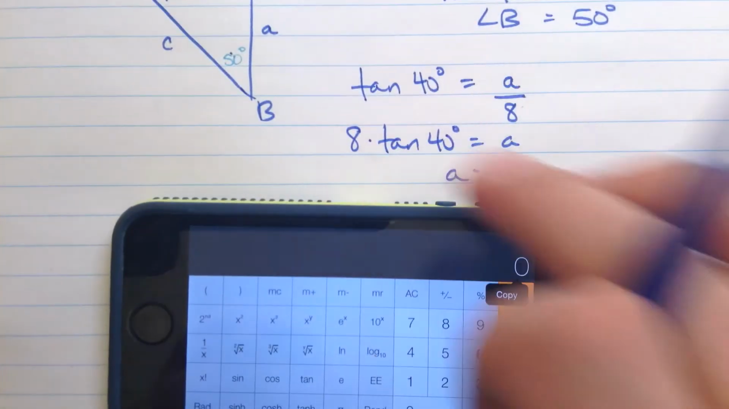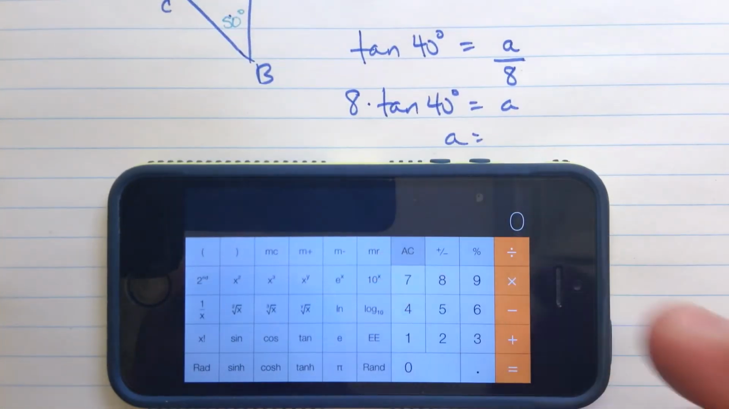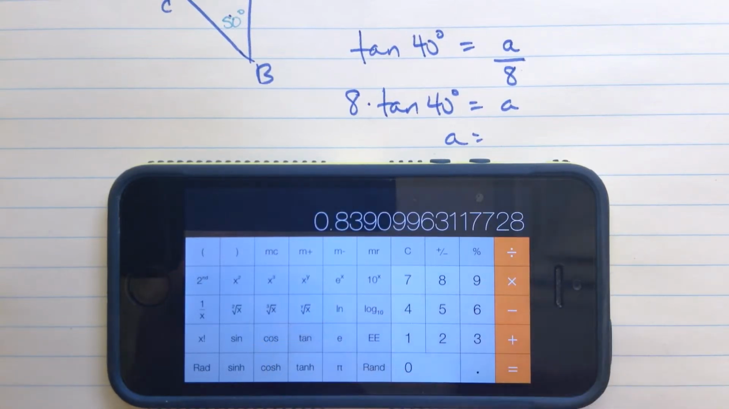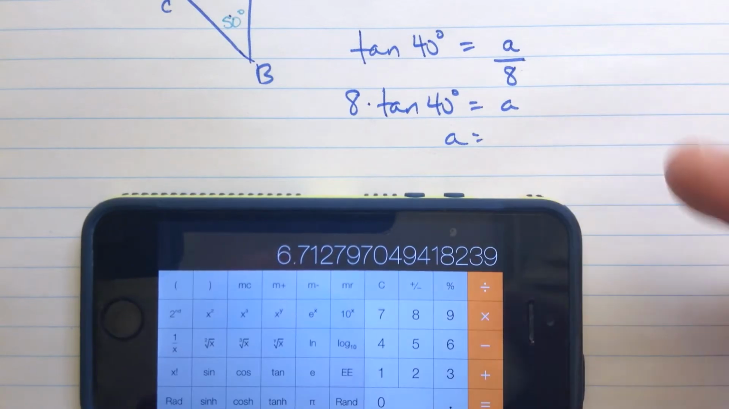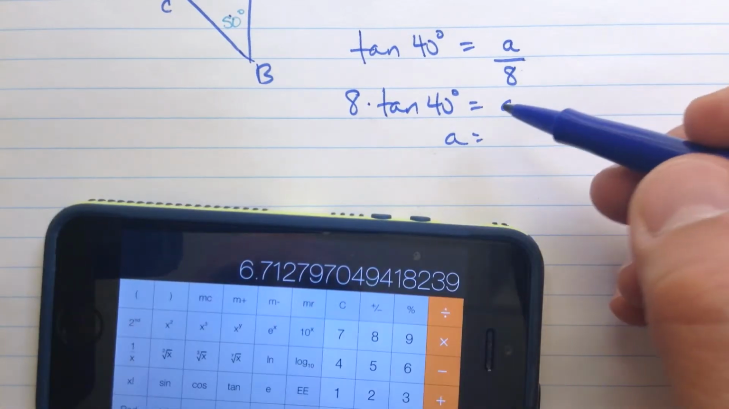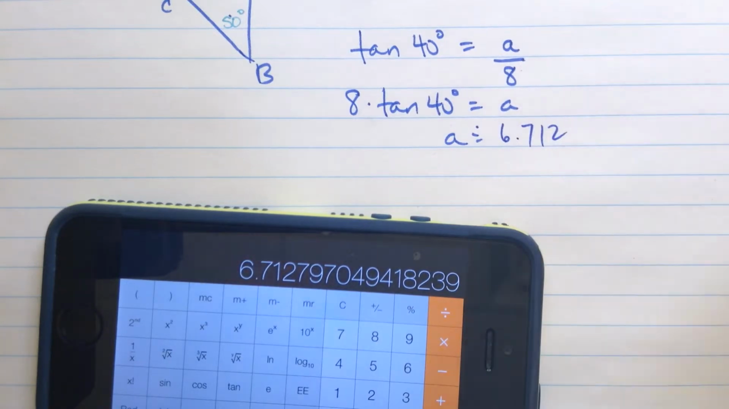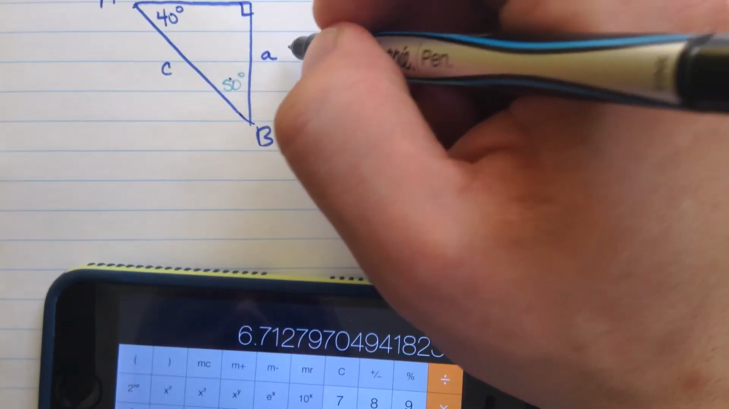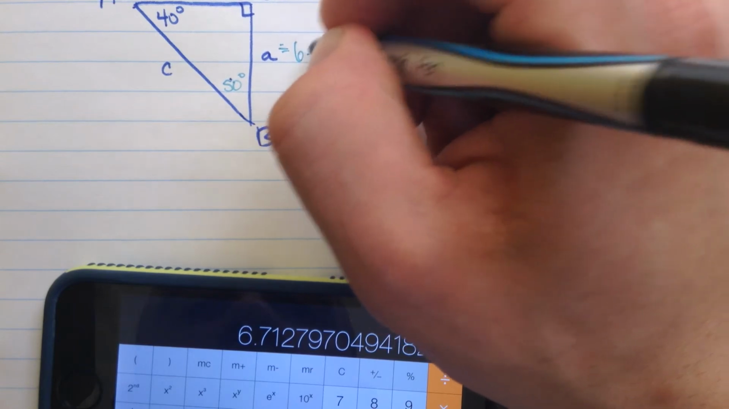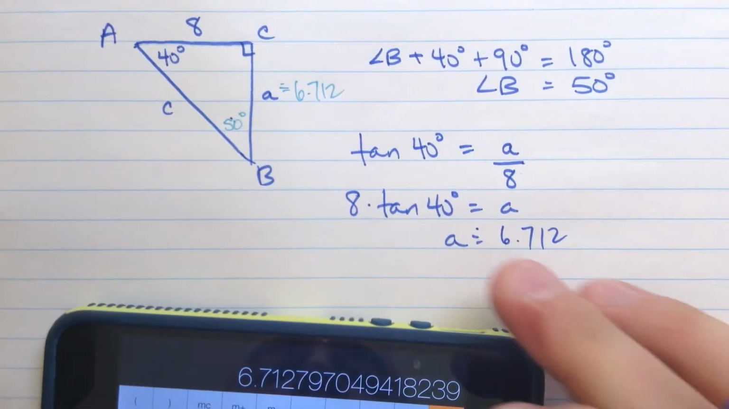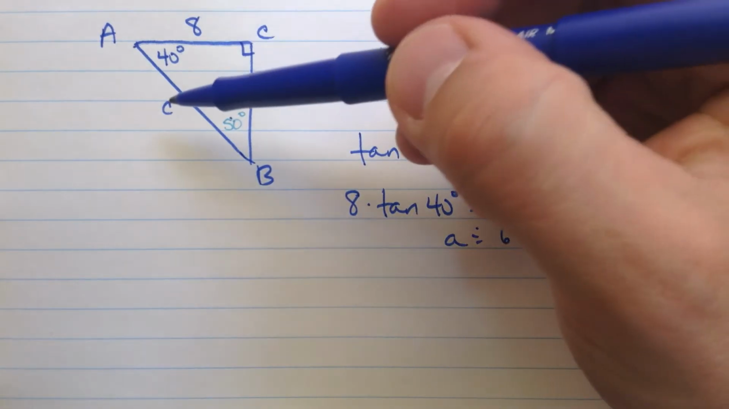And let me just grab a calculator here. If I take 8 times, I press 40 and then the tan button and then equals. That'll do the multiplication. I get 6.712. So about 6.712. Let me just write that on my diagram here. About 6.712. Okay, so now I have a, and I need to get c still.